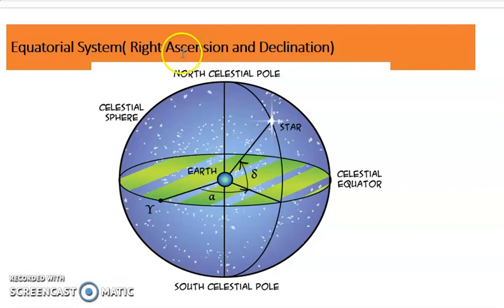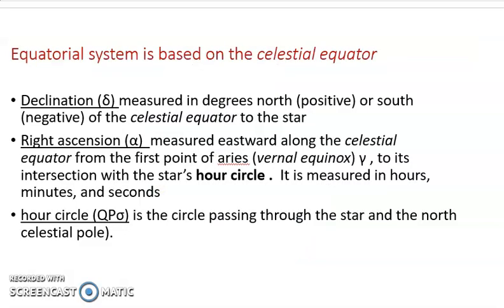And the right ascension, which can be represented as RA, is drawn from the first point of Aries, gamma, along the celestial equator up to the foot of this great circle. This great circle is called the hour circle. It is a circle passing through the star and the north celestial pole. Another point we have to note is that the first point of Aries we have shown in the figure is otherwise called the vernal equinox. It is gamma.